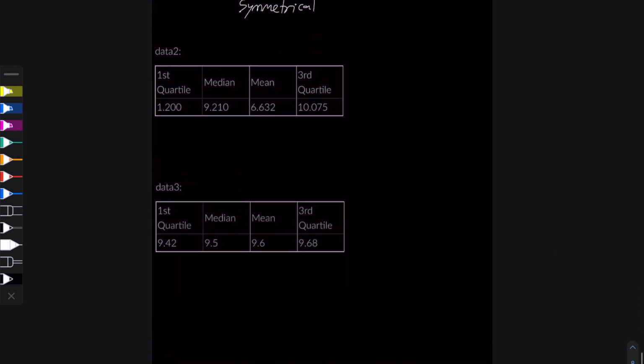All right, so for number 2, we have our mean and our median are different on this one. So I'm going to draw us another graph. And so our mean is over here, and then our median would be at like 9, and our mean is at 6.6. And so if our third quartile is pretty close to the median over here at 10.075, and then our first quartile is way down here at 1, that means that our graph looks more like something like this, right?